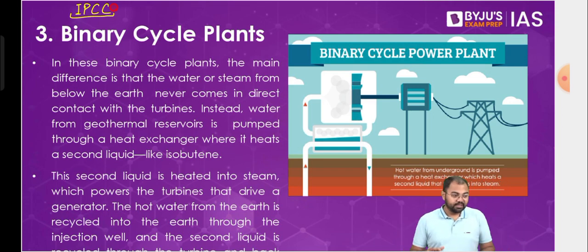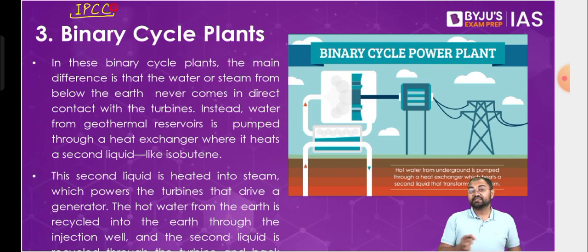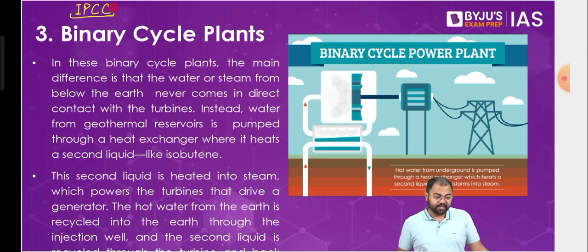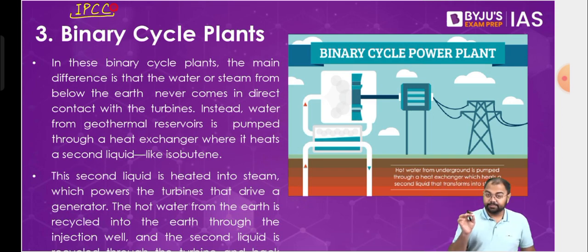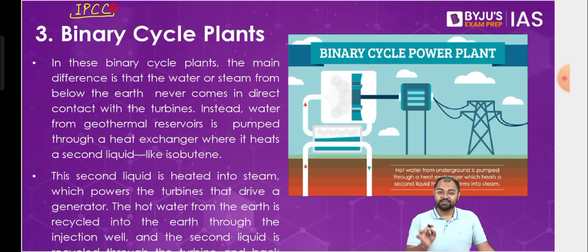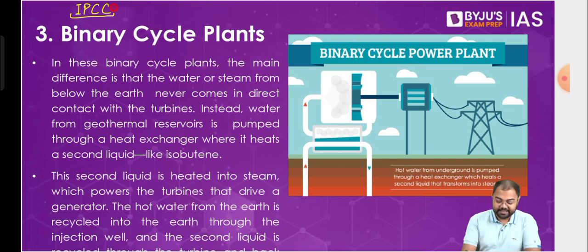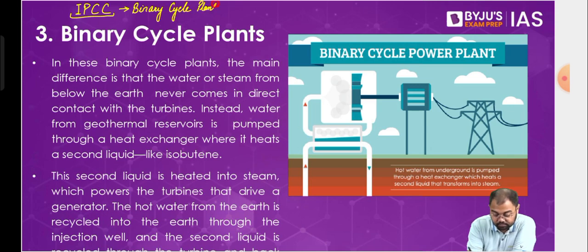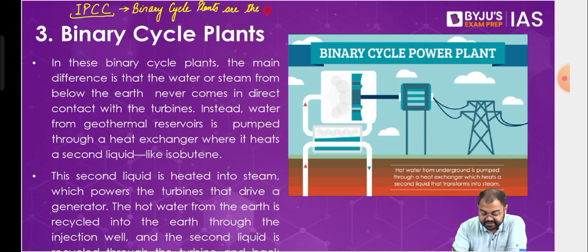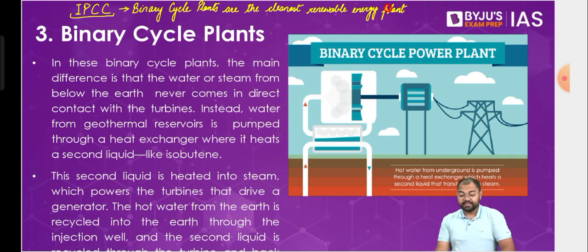In one of those reports, they studied the various renewable energy sources, meaning solar energy, wind energy, geothermal energy, and all these different sources. In that study, they mentioned that binary cycle plants are the cleanest of all the renewable energy sources, not only among geothermal energy sources but across the board. According to the IPCC report, binary cycle plants are the cleanest renewable energy plant.